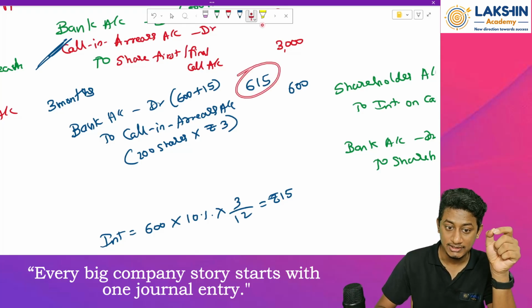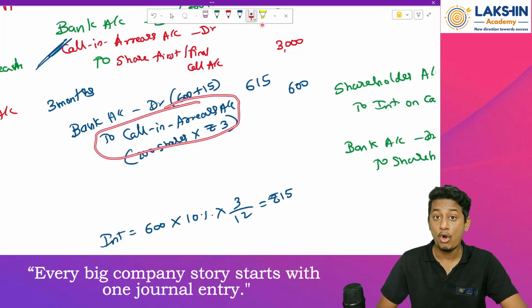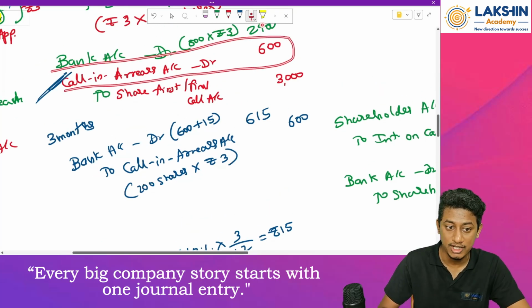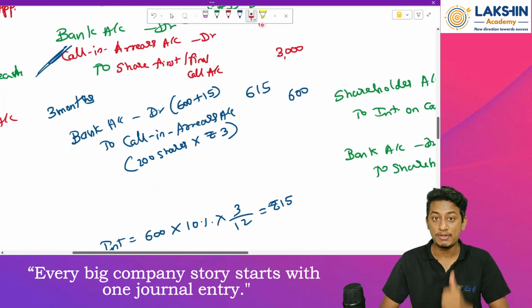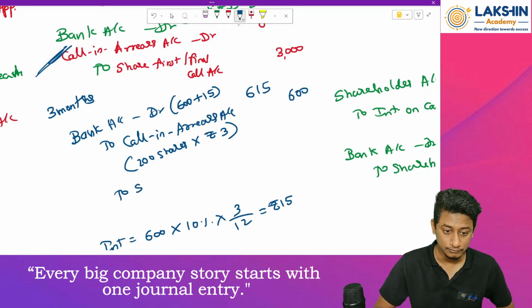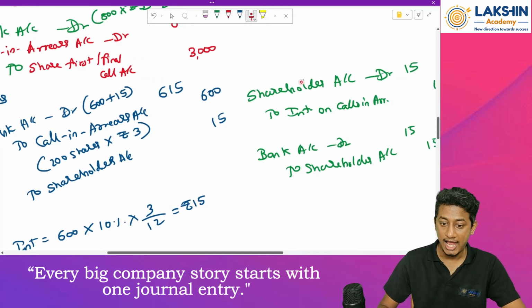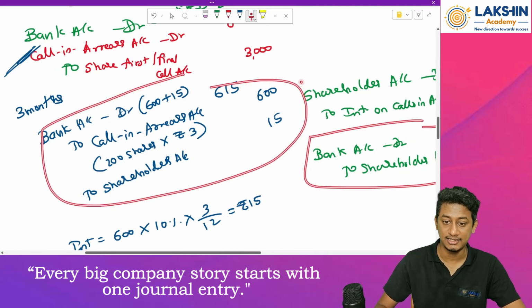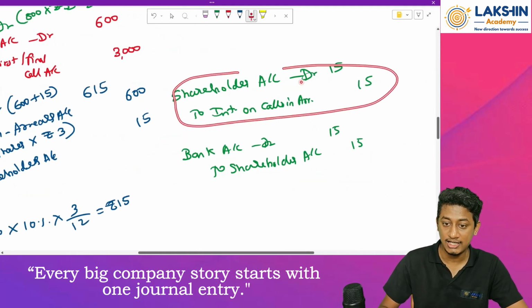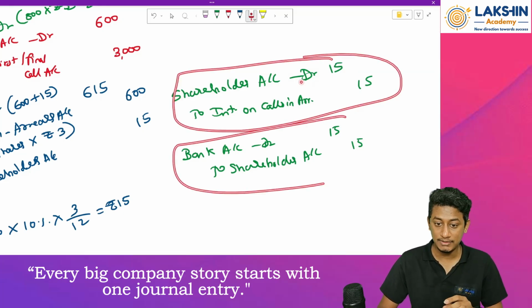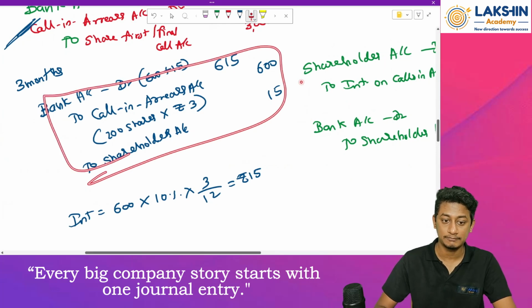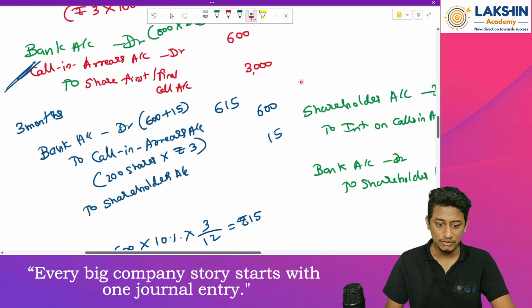Out of that 615 rupees, 600 rupees will be adjusted towards what? Calls in arrears, because you have opened calls in arrears account over here before. Remember that you are clearing it off by passing this entry. Then where will 15 rupees go? The 15 rupees will be charged to shareholders account. So in short, I have clubbed this particular entry in this entry itself. This you can do, but this particular entry has to be passed separately. Remember, this particular entry has to be passed separately, but you can club this entry with the receipt of calls in arrears money. Clear?